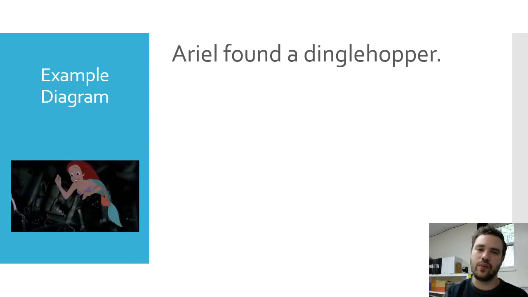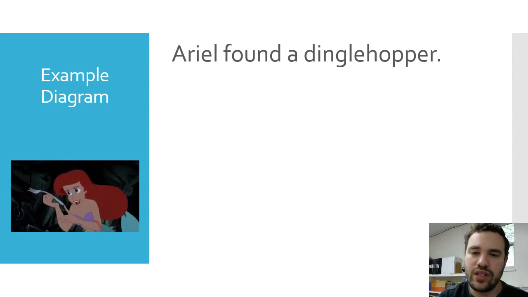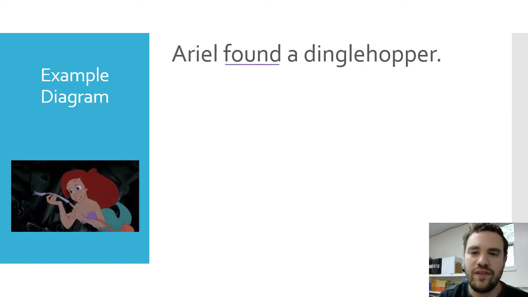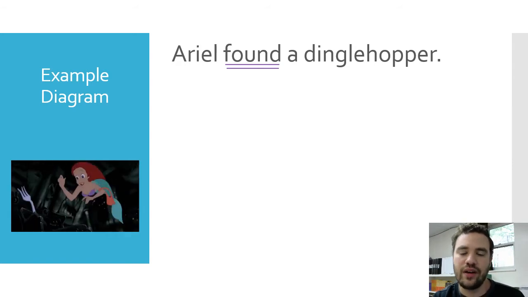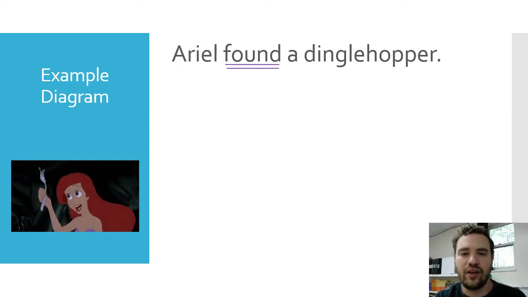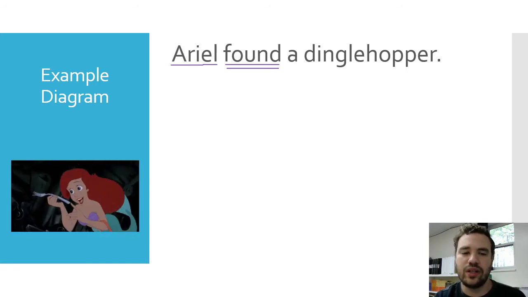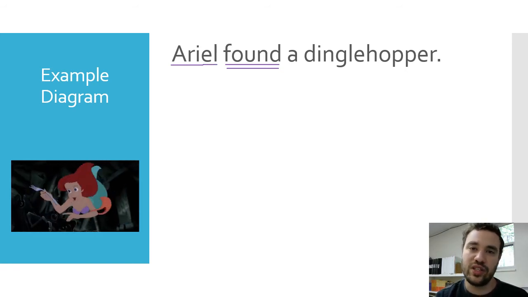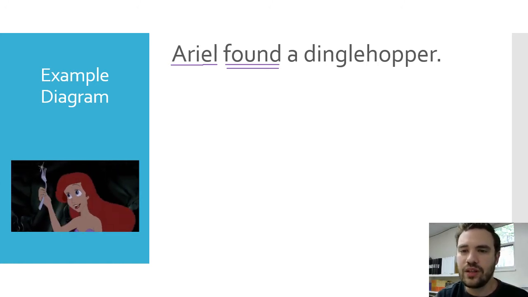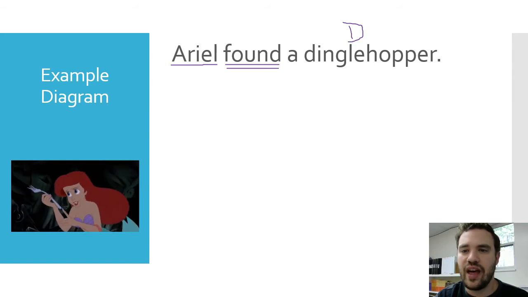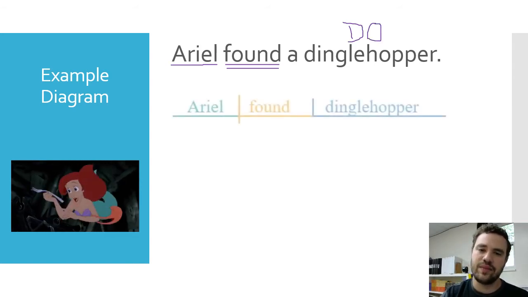All right, so Ariel found a dingle hopper. So we're going to start by locating the verb. Found is an action word, pretty easy one to identify there. And then who found? Ariel found. And then Ariel found what? Well, she found a dingle hopper. Or what she thought was a dingle hopper, right? It's really a fork, but she found a dingle hopper. So that is our direct object. So the diagram would look something like this.